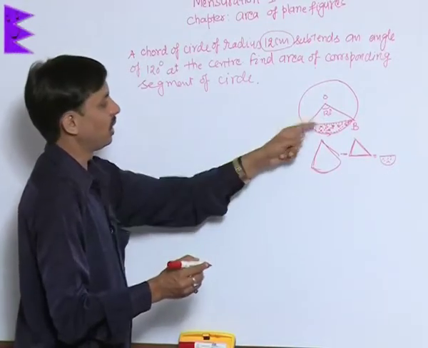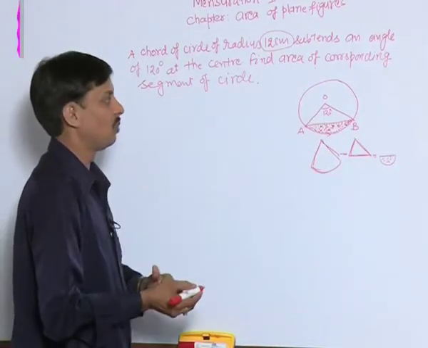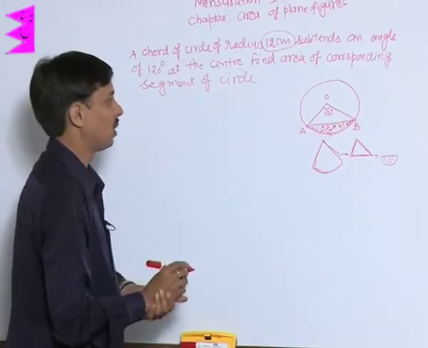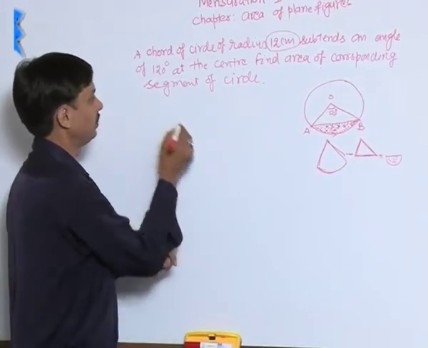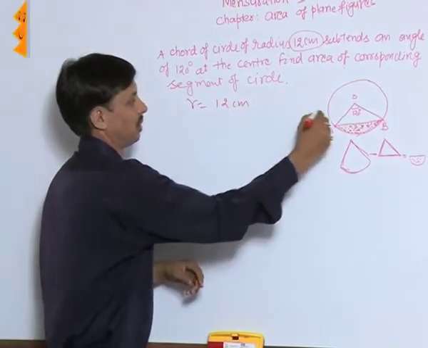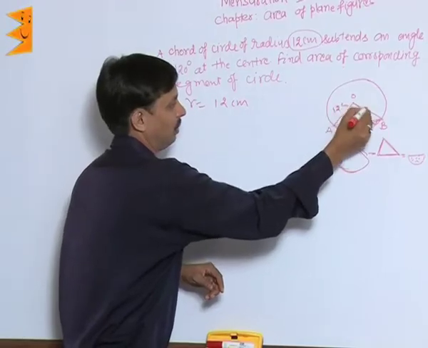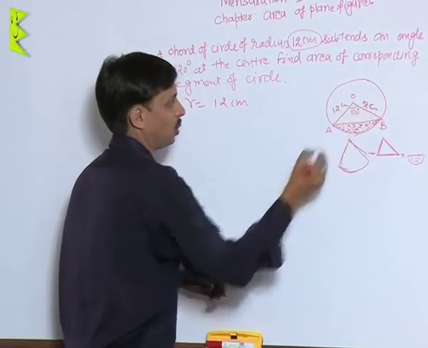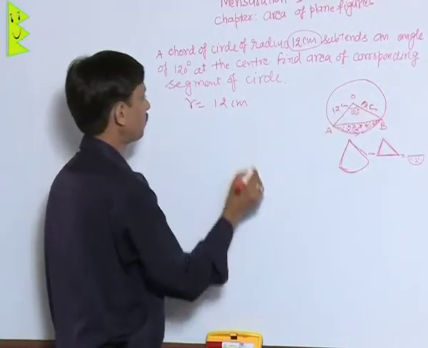To calculate the area of a segment, there is a direct formula also, a conditional formula also. So I am writing: radius is 12 centimeter, OA is 12, OB is also 12 centimeter.